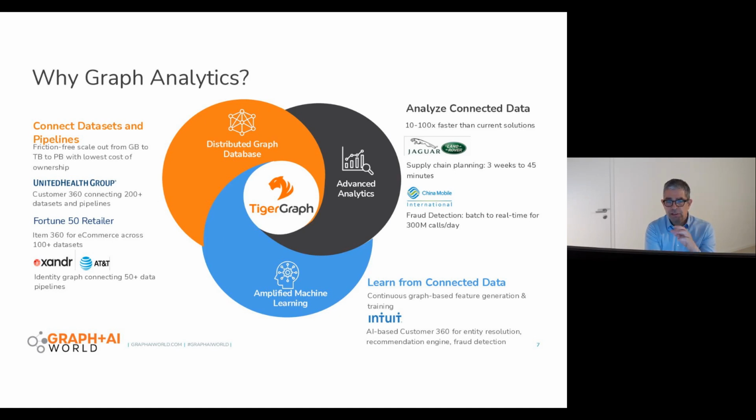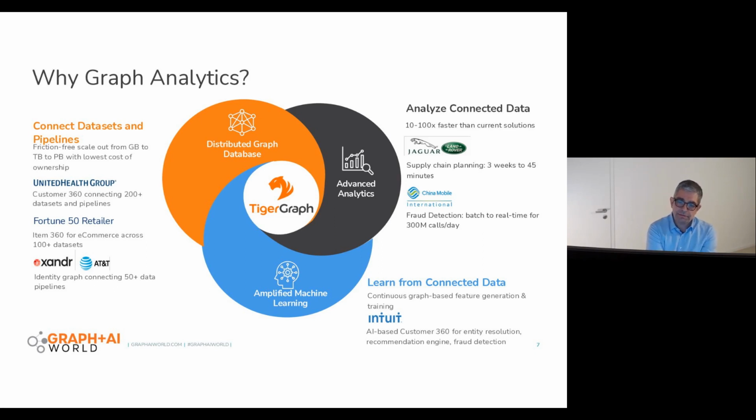And as we are talking about relationships between data entities, we can do that magnitudes faster than current solutions that are predominantly residing on, let's call it, a traditional relational data model. I have an example here, Jaguar Land Rover. They have implemented TigerGraph in their supply chain planning application, and they reduced the query time for one single query from 3 weeks running on a relational database down to 45 minutes on TigerGraph.